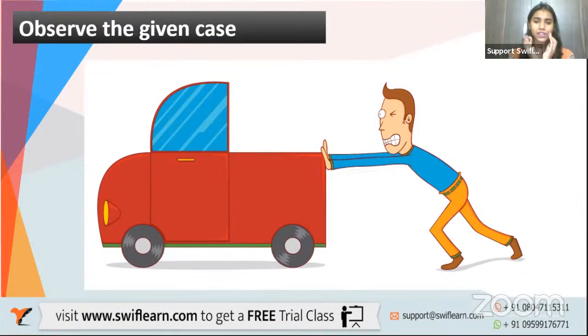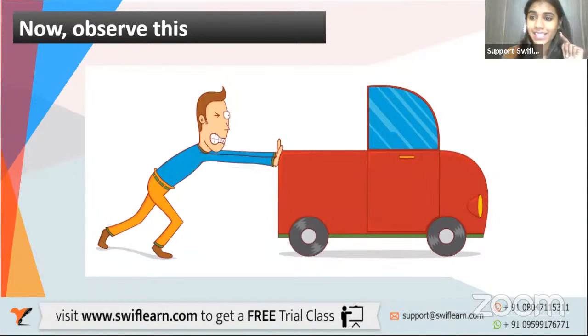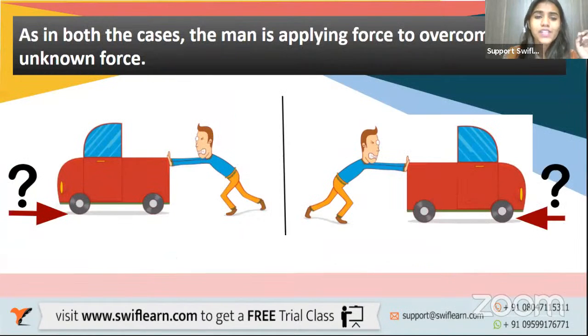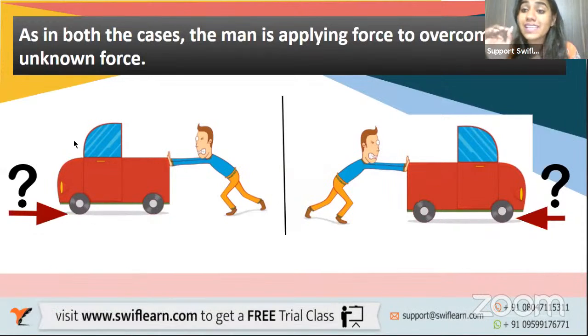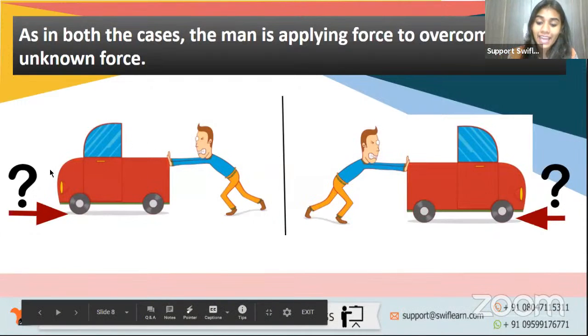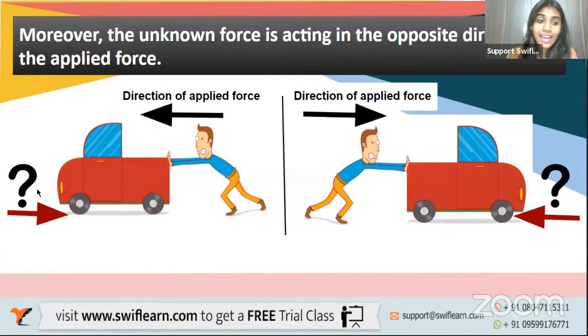Now observe this case. A person is pushing a car. Now observe this case. The person is pushing the car in the opposite side, right? So in both cases, when the person is pushing the car, he feels a force that is applied on the opposite side. You can follow these arrows. See, the person is pushing this side. That means, which is the direction of applied force in case one? This side, right? This side is the direction of the applied force. Whereas there is a force that is acting on the opposite side.